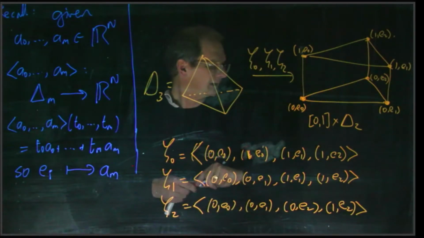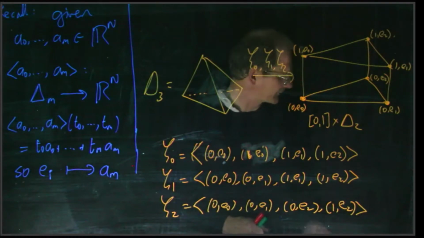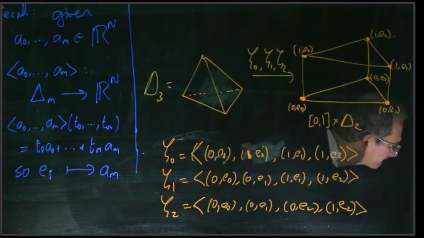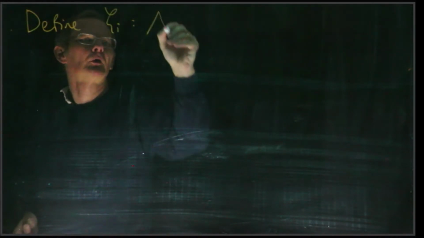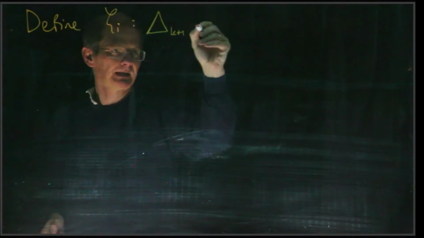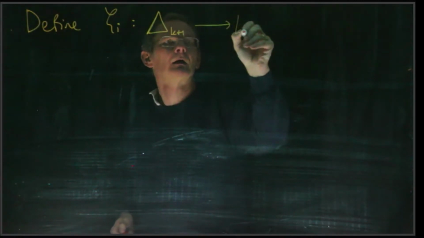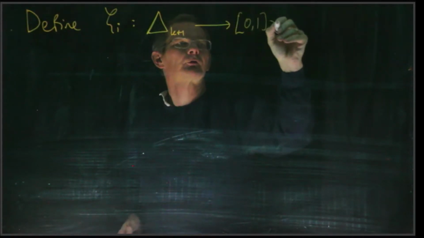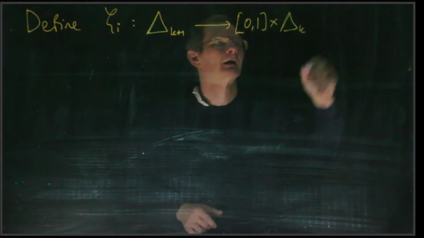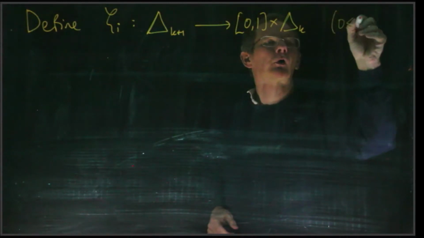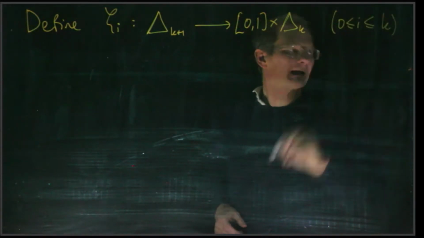And so the general picture is the obvious generalization of that. Okay, so here's the general definition. We're going to define ζi going from a (k+1)-simplex to [0,1] crossed with the k-simplex. And this is going to work for i from 0 all the way up to k.